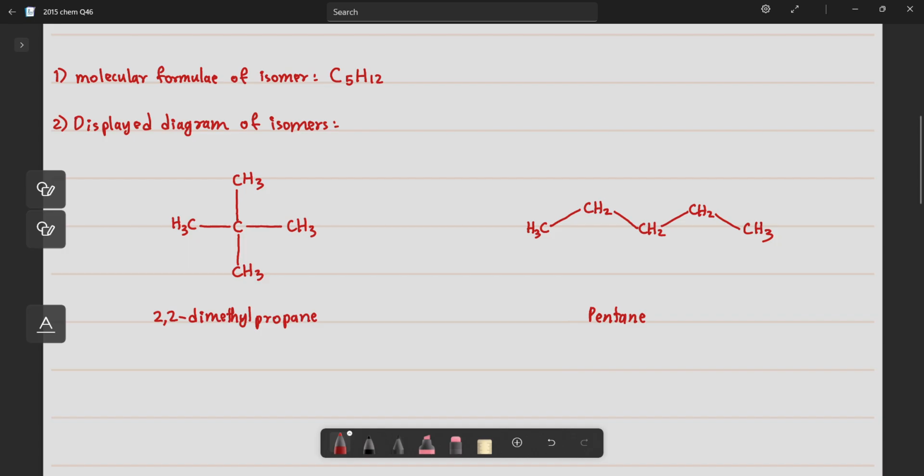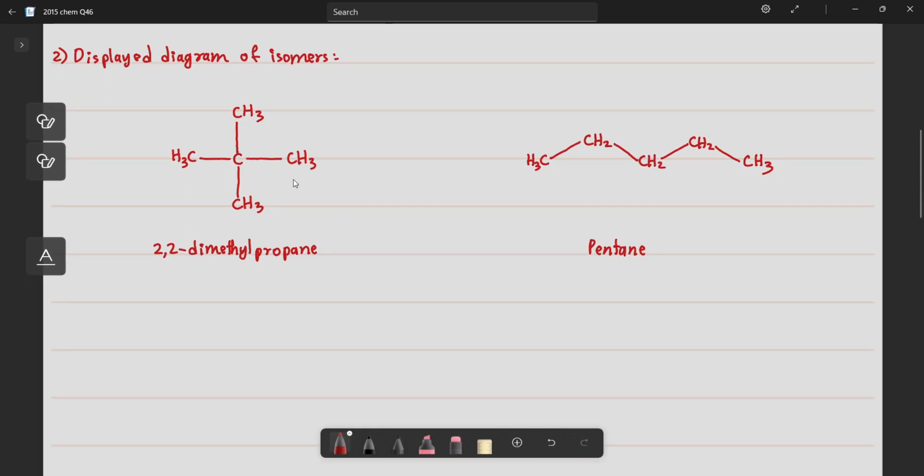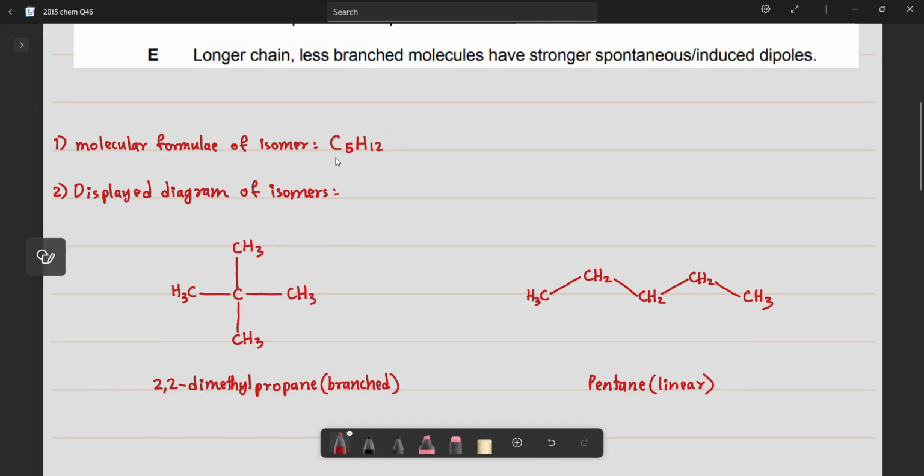So now what we can conclude by observing these structures of these two different isomers is that this 2,2-dimethyl propane is a more branched alkane and pentane is a more linear structure. So we know both are alkanes and hydrocarbons, but with different structural arrangement. So this first one is the more branched structure and the second one is the more linear structure. So this is the different structural arrangement and both have the same molecular formula C₅H₁₂.